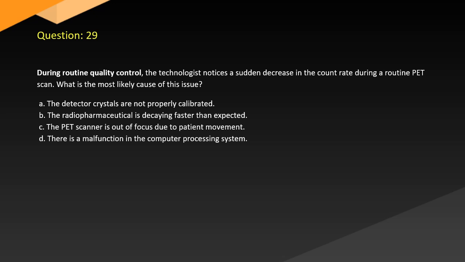Question 29. During routine quality control, the technologist notices a sudden decrease in the count rate during a routine PET scan. What is the most likely cause of this issue? A. The detector crystals are not properly calibrated. B. The radiopharmaceutical is decaying faster than expected. C. The PET scanner is out of focus due to patient movement. D. There is a malfunction in the computer processing system.